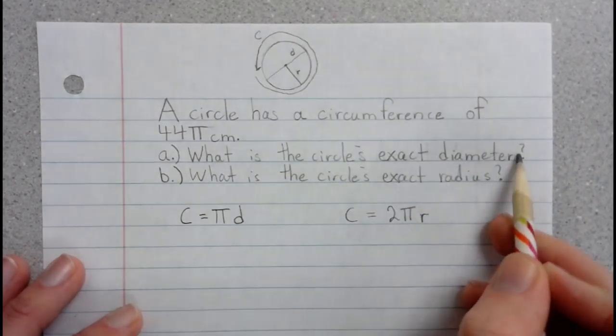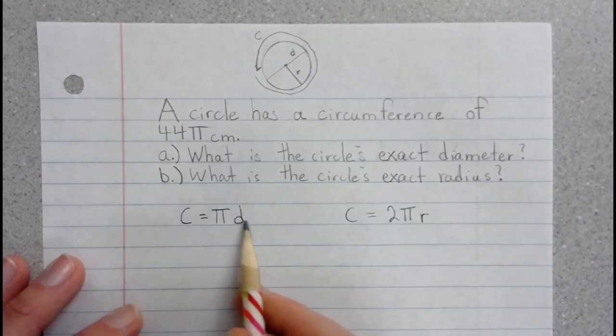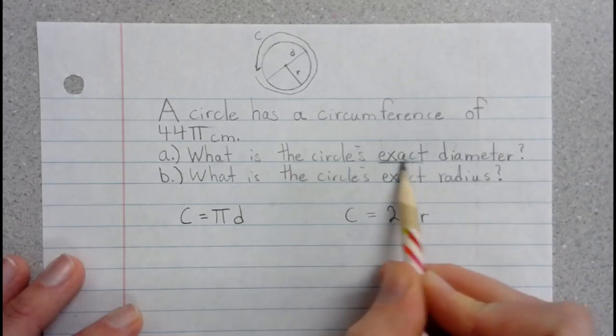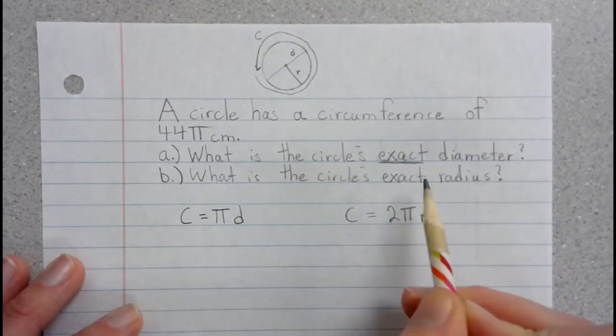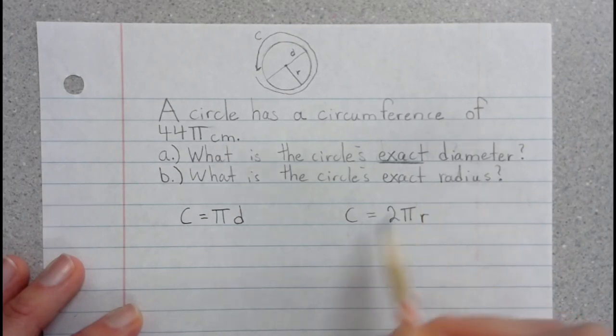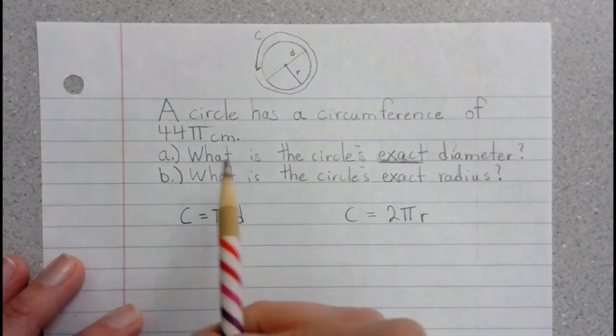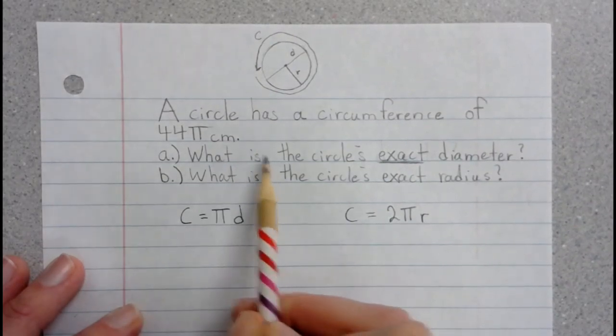So we know that the circumference is 44 pi, and we're looking for the diameter. So I'm going to take this equation right here, and I'm going to just substitute in 44 pi in for C. And that's going to be equal to pi times whatever the diameter is. And right here I've just set myself up a nice little one-step equation. Pi times D equals 44 pi.